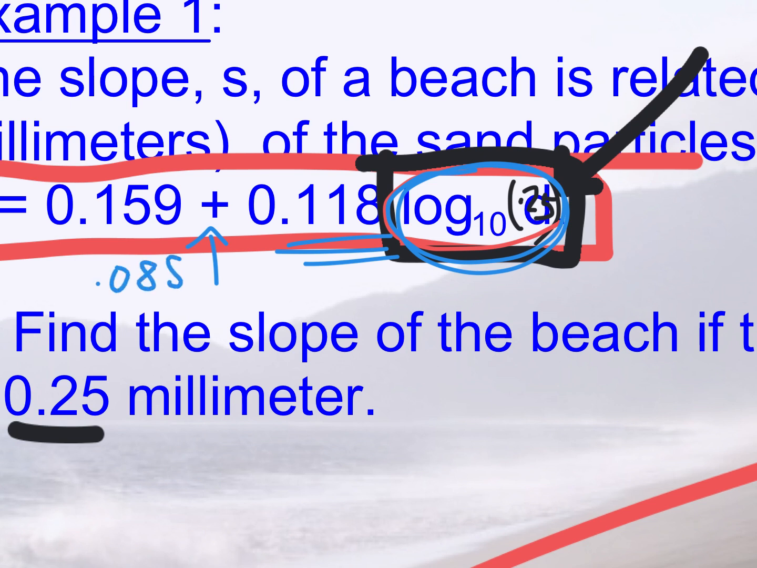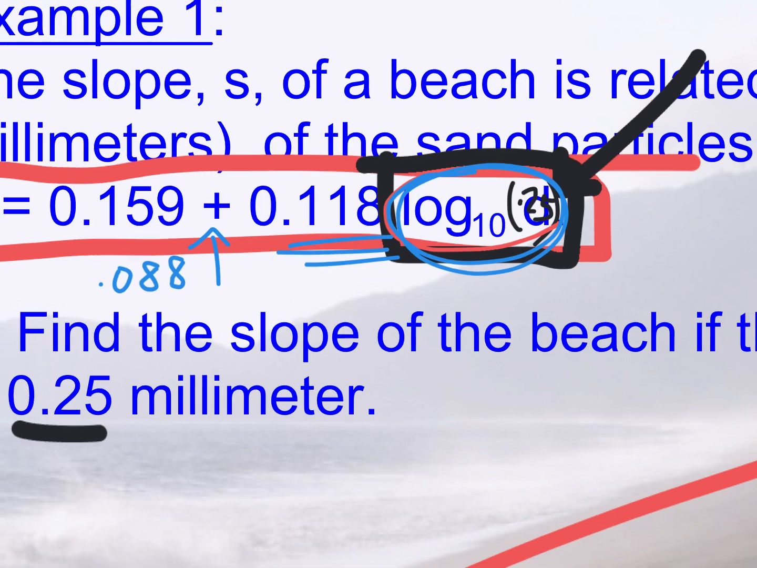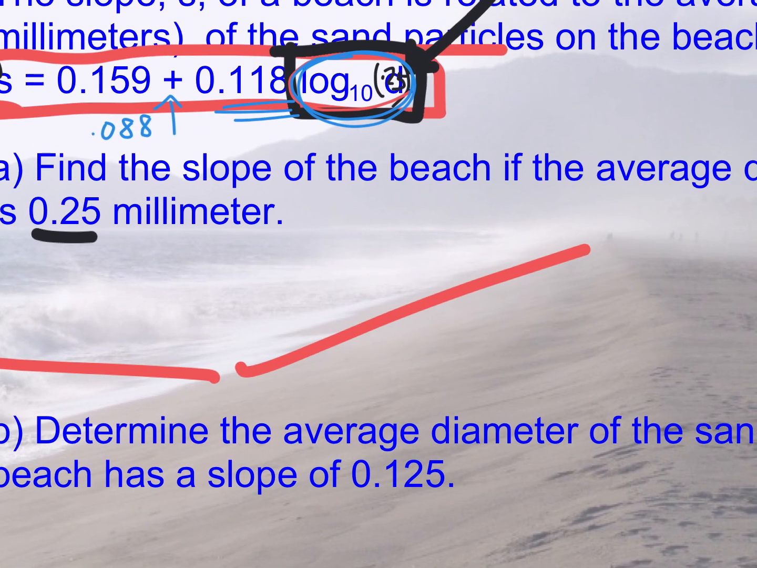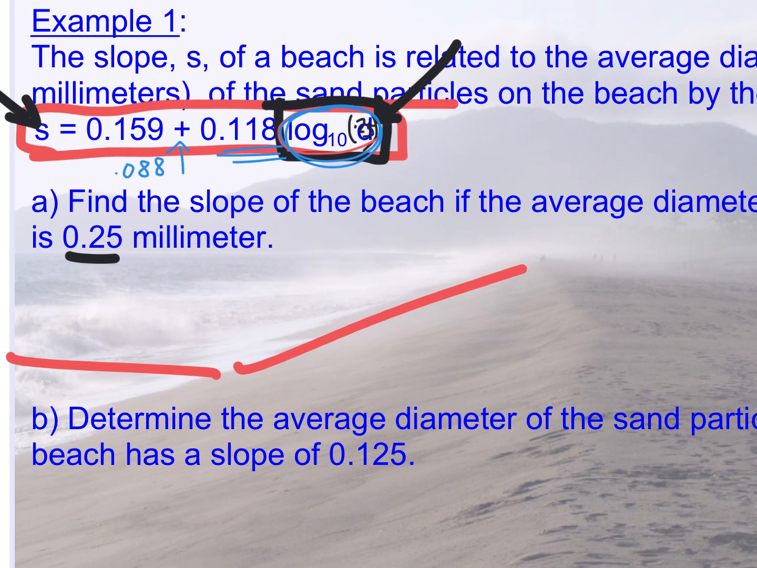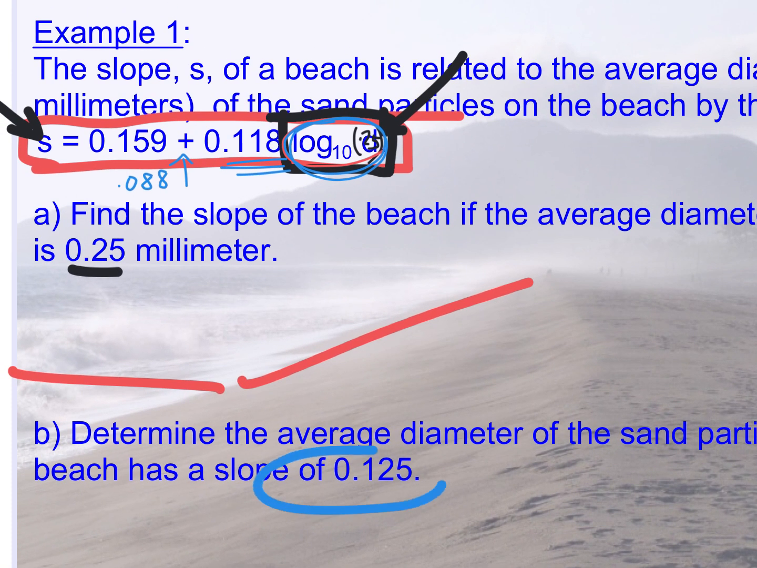I'm rounding, but did anybody else get 0.088? Raise your hand if you did. Awesome. That's the slope of that beach. Now they're going the other way, of course. They're giving you the slope.